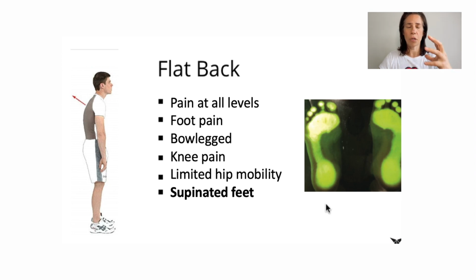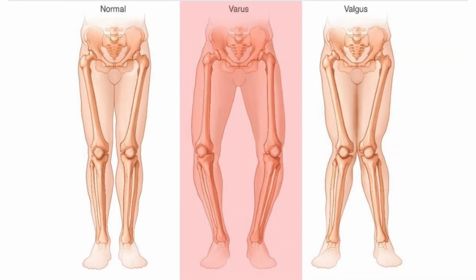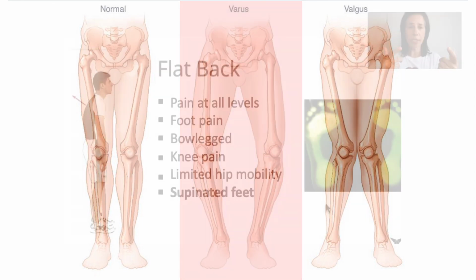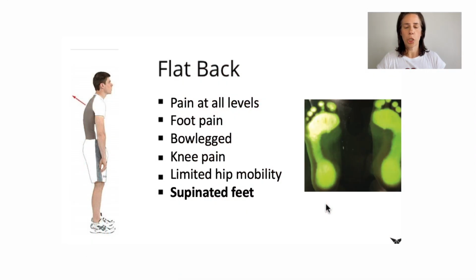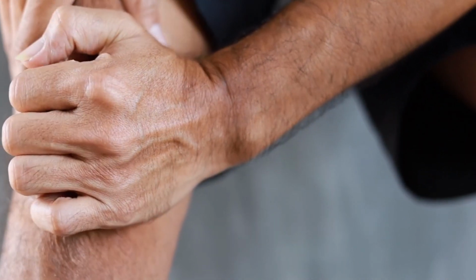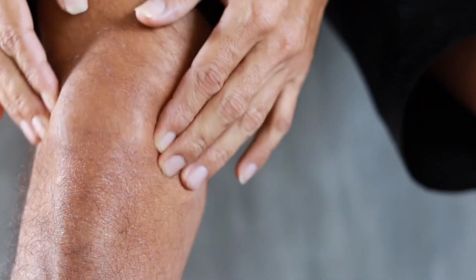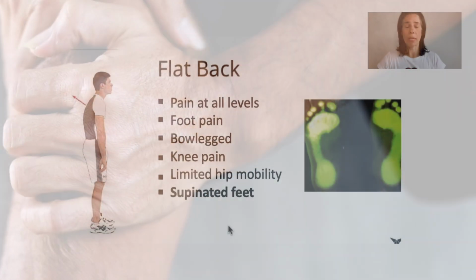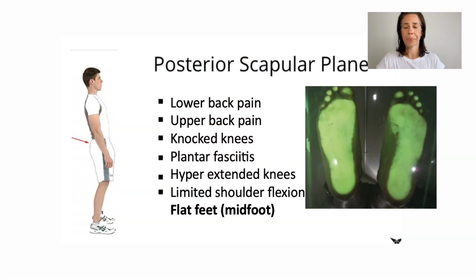Now, because the foot affects the movement of the lower body, you may also have a condition called bow-leggedness, which in this case, anything with an arch support will worsen this condition. So you may also have knee pain. The knee pain will be felt medially. You may also have a restricted hip mobility or range of motion.